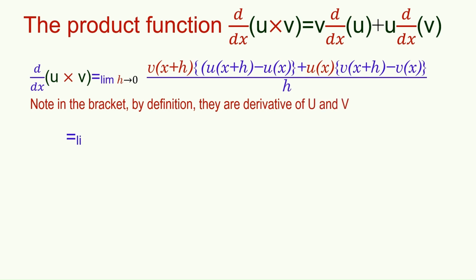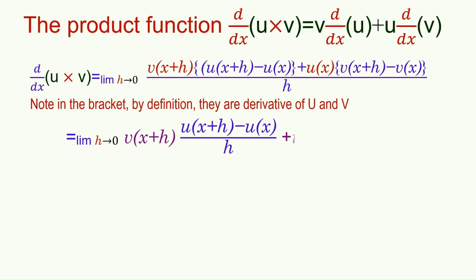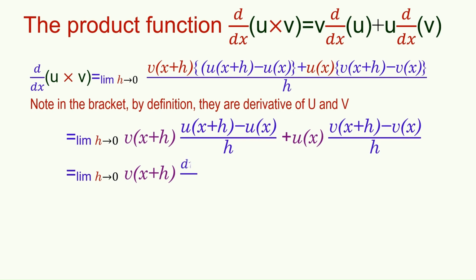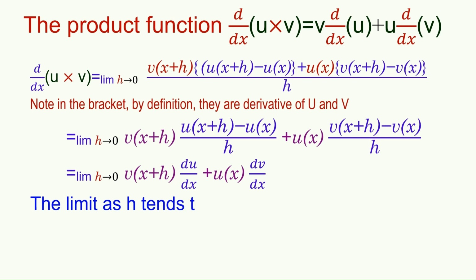Therefore equals limit h tends to 0 of v(x+h) times [u(x+h) minus u(x)] divided by h, plus u(x) times [v(x+h) minus v(x)] divided by h, equals limit h tends to 0 of v(x+h) times du/dx plus u(x) times dv/dx.